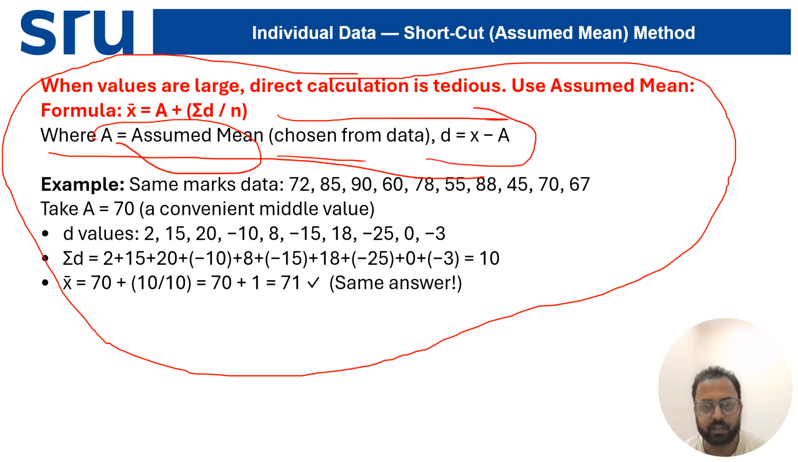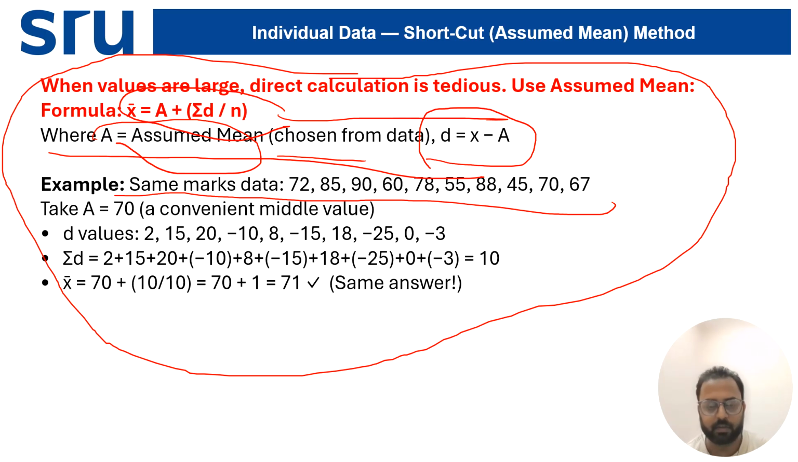Then we find the d value by using this formula: d is equal to x minus a. And we use this formula: x bar is equal to a plus summation of all di's divided by n. So taking the same data, marks of students: 72, 85, 90, 60, 78, 55, 88, 45, 70, 68.